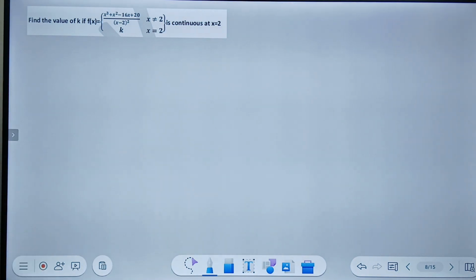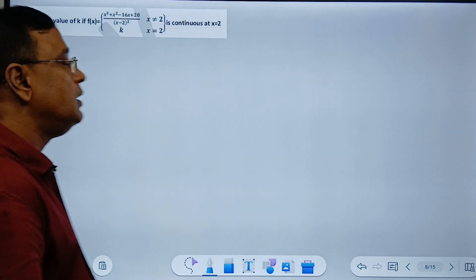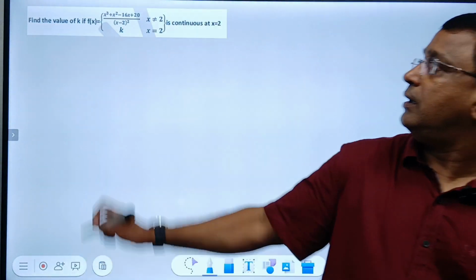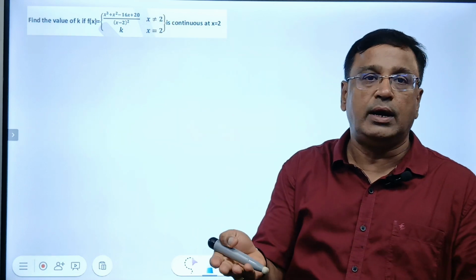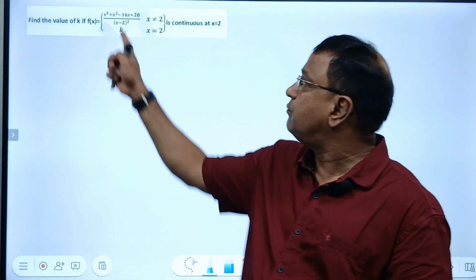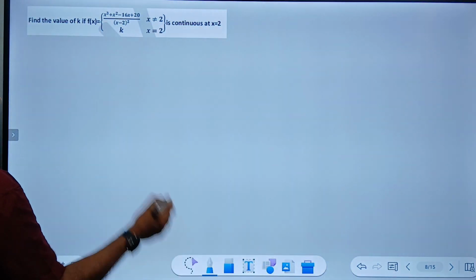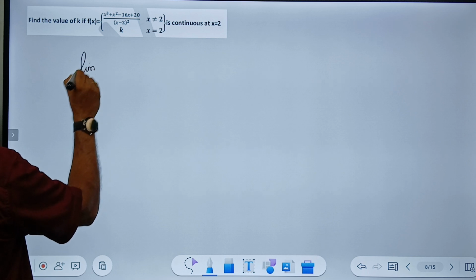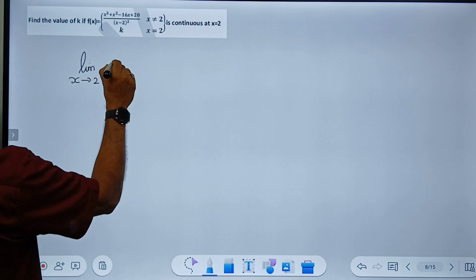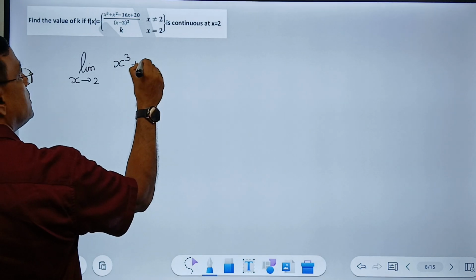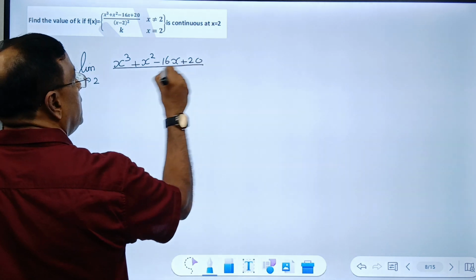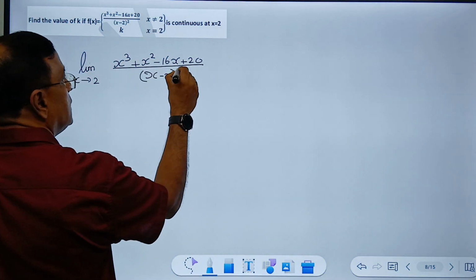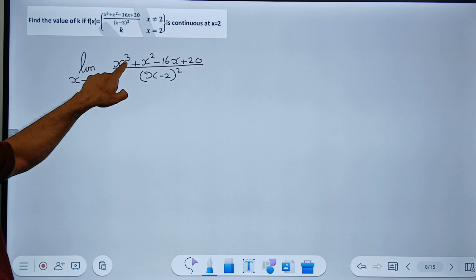Now this is about factorization. Find the value of k. Once again, to the left side of 2 and to the right side of 2, I have the same function. x not equal to 2 means at 2 we don't know what happens, but on both sides of 2 it's the same function. So I don't have to use LHL and RHL to evaluate the limit. I just have to find the limit. Limit x approaches to 2, x cube plus x square minus 16x plus 20 divided by x minus 2 the whole square. Now definitely if you put x as 2, you get 0 in the numerator.